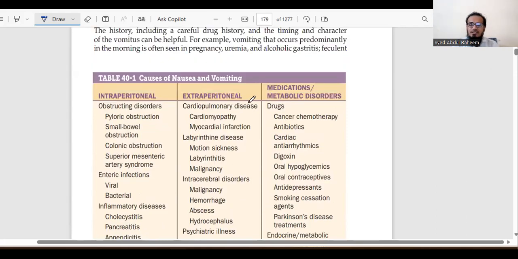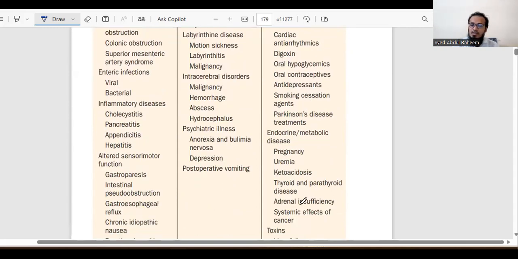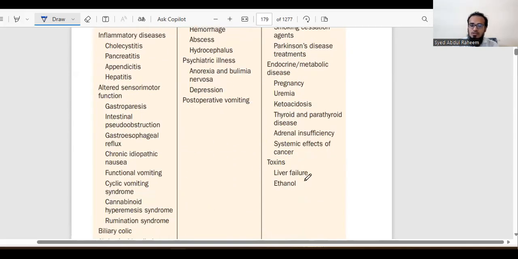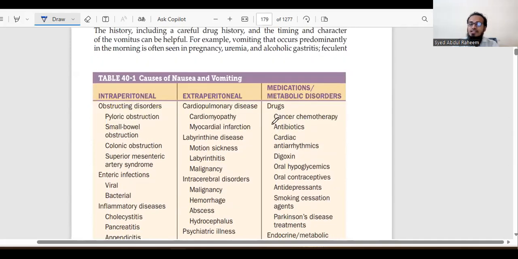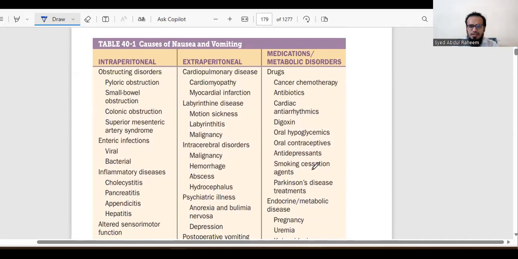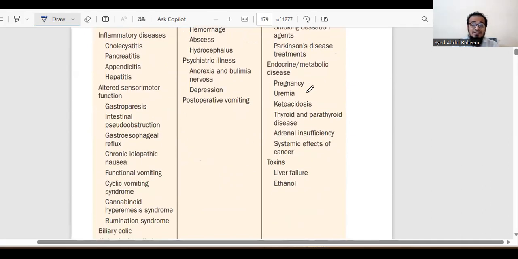But in this, I think 60 to 70% are due to indigestion, improper digestion of the food. Okay. And the metabolic causes, you have the drugs and the endocrine causes and toxins like taking chemotherapy, antibiotics, or smoking, Parkinson disease. These are the causes of vomiting sensation. In pregnancy also, you have the vomiting sensation.